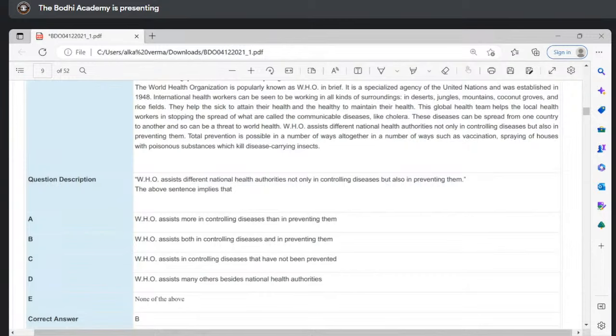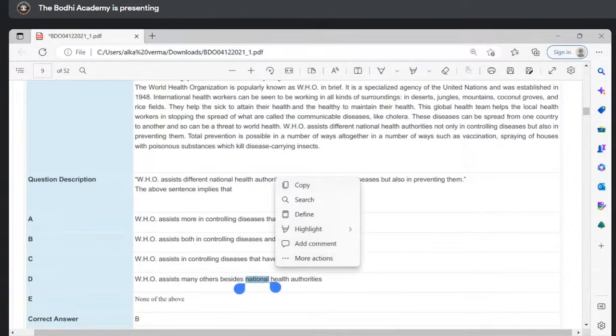But just look at the options. The C, assist in controlling diseases that have not been prevented. This cannot be. D, assists many others besides national health authorities. No, again, this doesn't make sense with whatever is being mentioned. The correct answer, the better option, is option B. So the ninth one is option B. They do both, they control and they prevent.